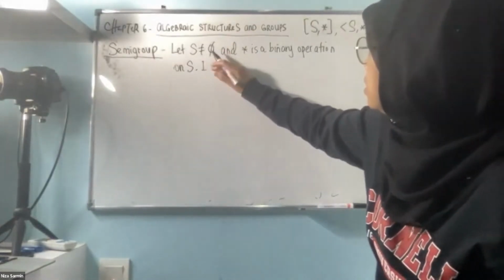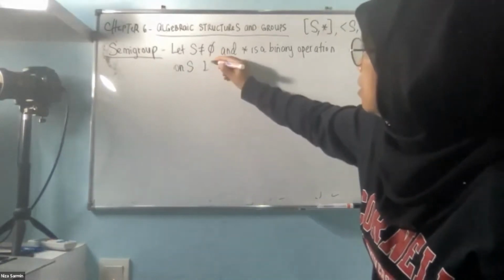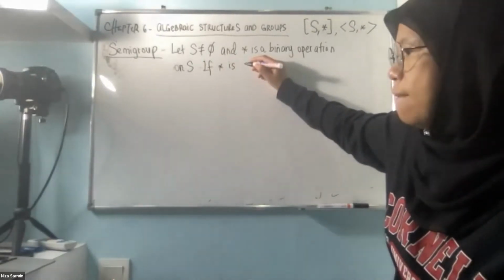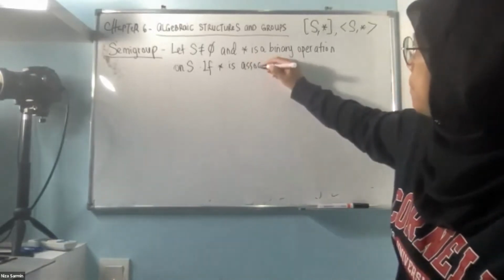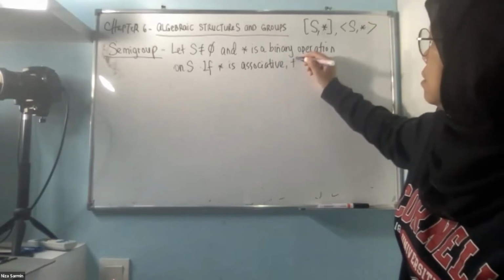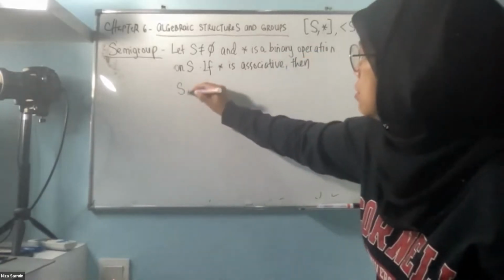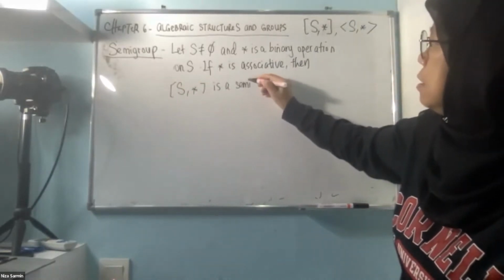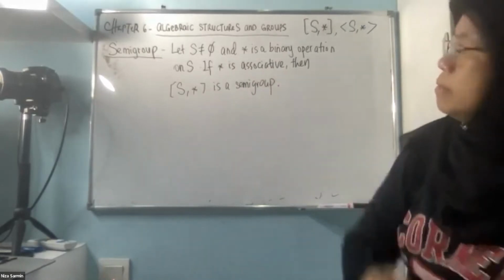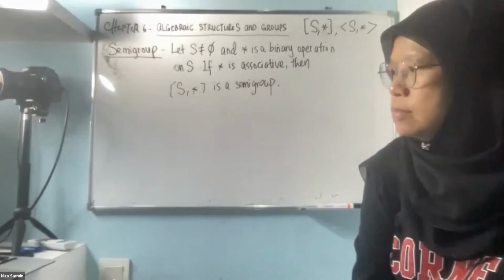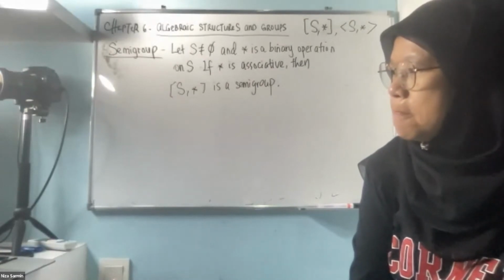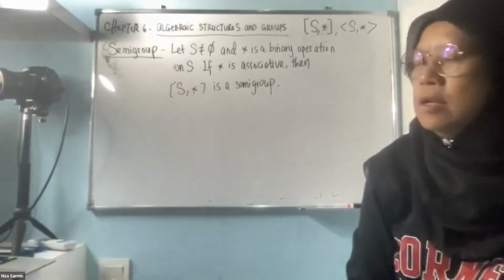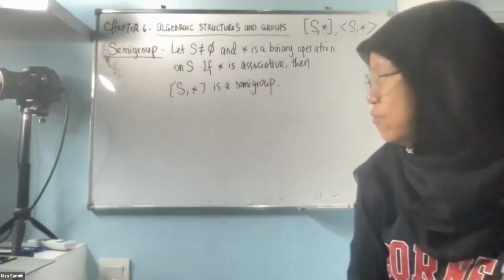If star is associative, then S with star is a semigroup. Okay, so very easy, right? Associative.